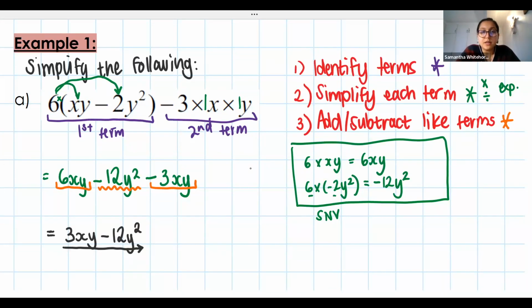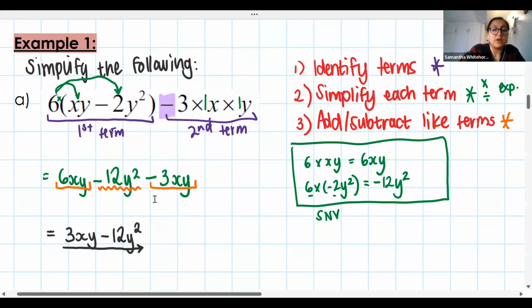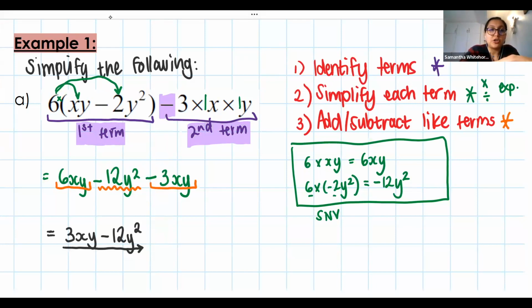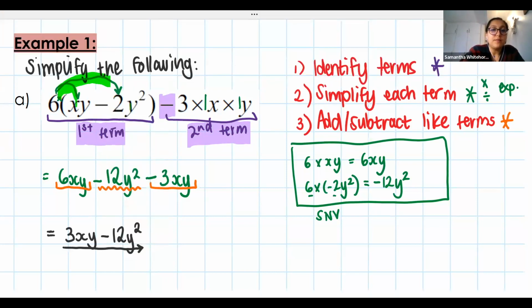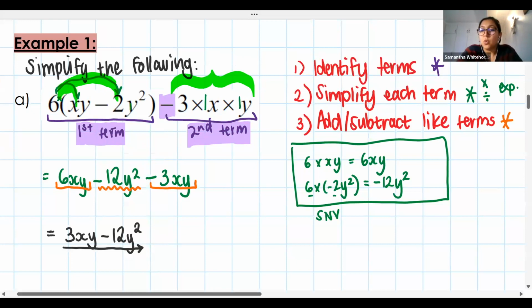So the first thing that I did was I identified my terms. That I have done in purple, right? I saw that this minus sign over here separated my terms. And so I had my first term and my second term. That was step number 1 done. Once I had done that, I needed to simplify each term. What that meant for me was that I had to go and distribute the coefficient of 6 in the first term. And in the second term, I needed to multiply all of those factors or all of those values together.